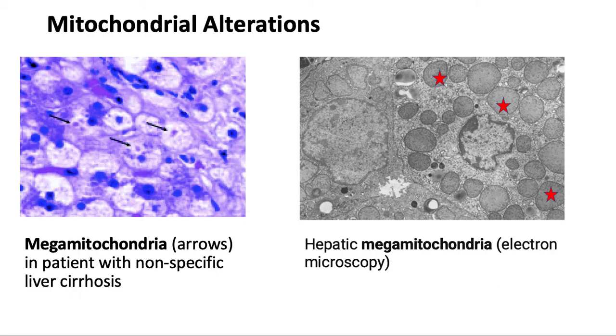Mitochondria may assume extremely large and abnormal shapes, and this process is known as megamitochondria, and it is signified by red stars, as seen in hepatocytes in various nutritional deficiencies and alcoholic liver disease.